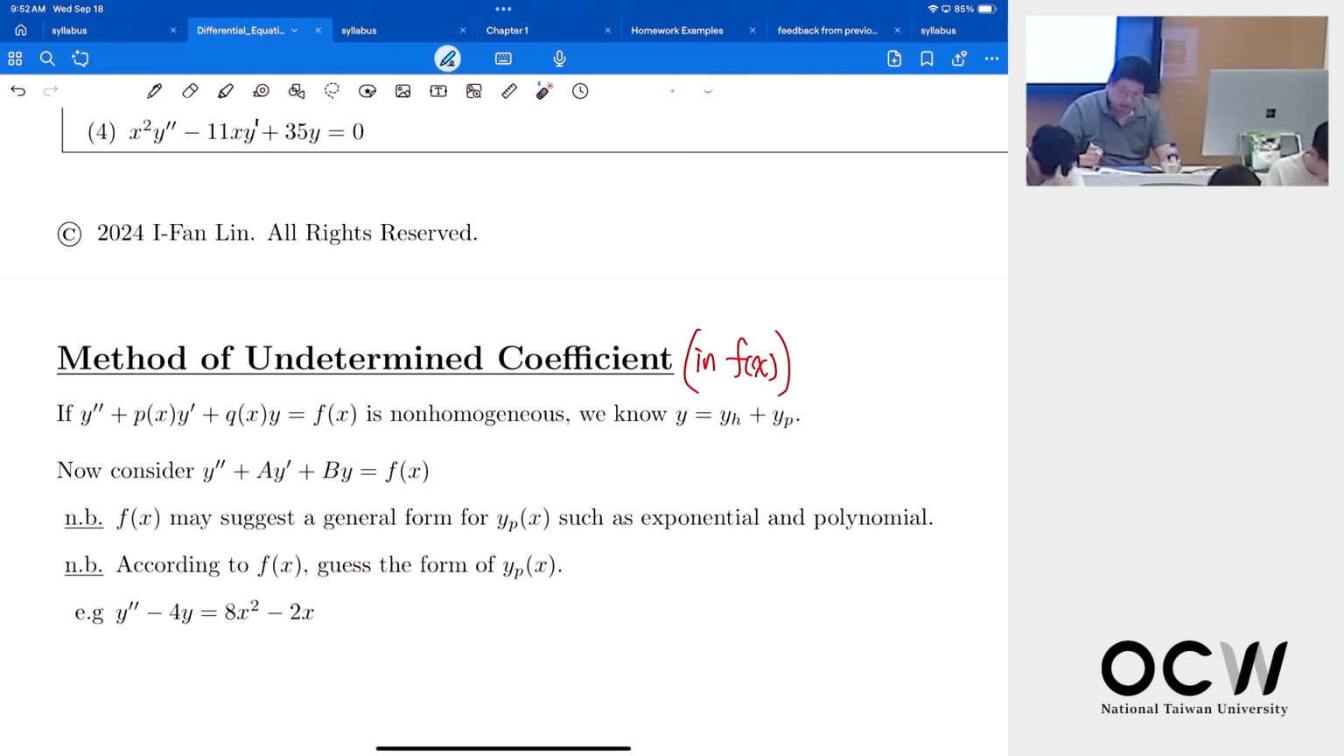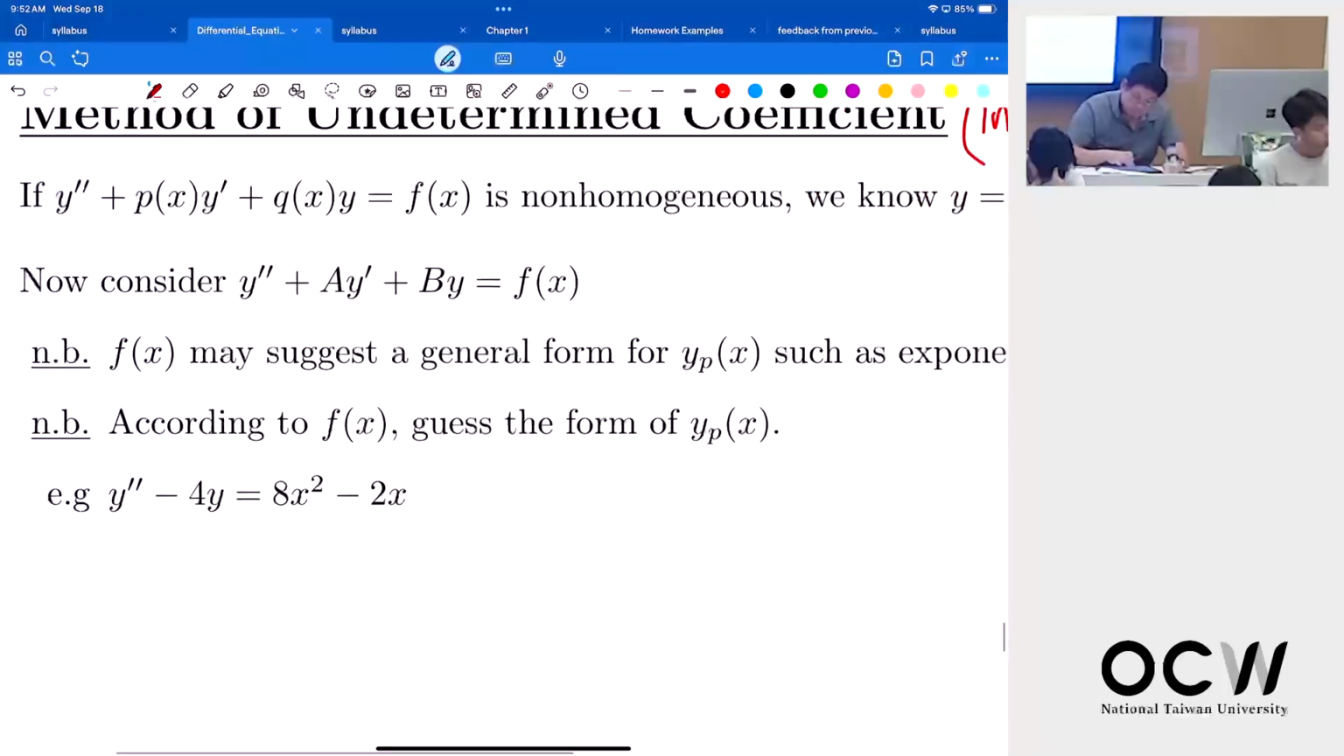What does that mean? For example, according to this f of x, we can guess the particular solution. Suppose the f of x in this example is a polynomial. Then what is your particular solution? Since it is a polynomial, write it down: polynomial.